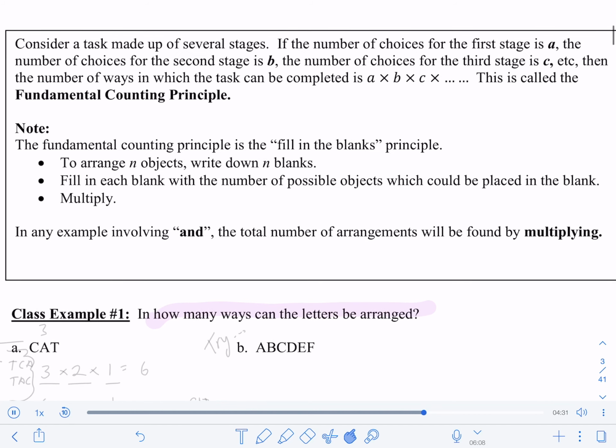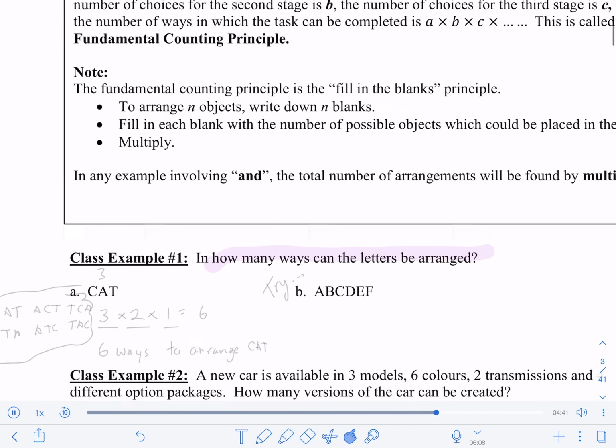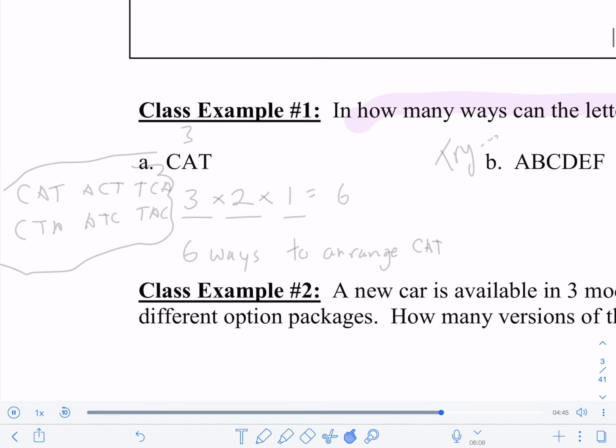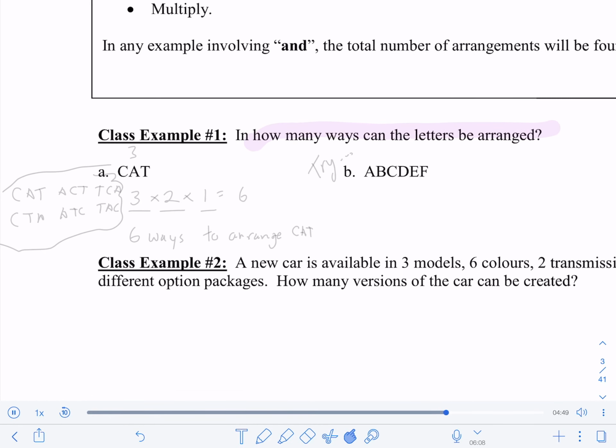Now, the way that I work through the fundamental counting principle is I use little blanks to show stages. So here's an example. I'm just going to do the first one, and then I'll leave the rest of these for you to try before I give you the next little bit of insight to how this can work.